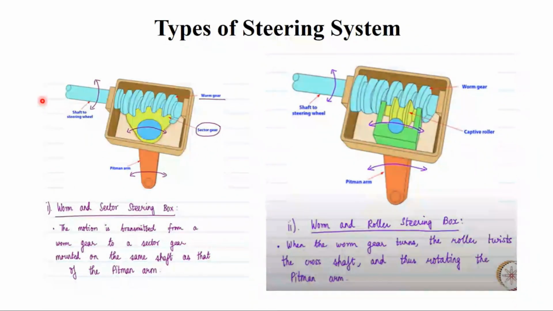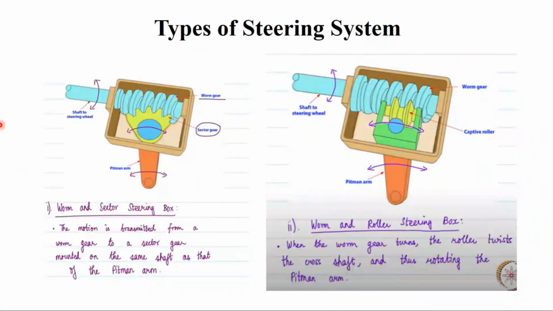This is the steering column. It is connected to the steering wheel, and you have the worm gear. Okay, and this is connected to the sector gear. Okay, and this is the pitman arm.